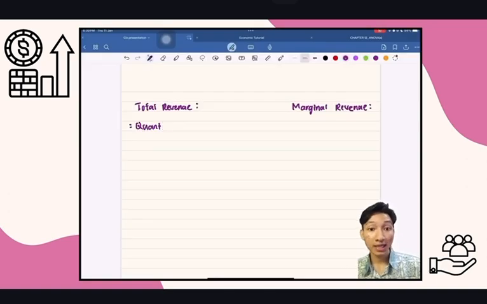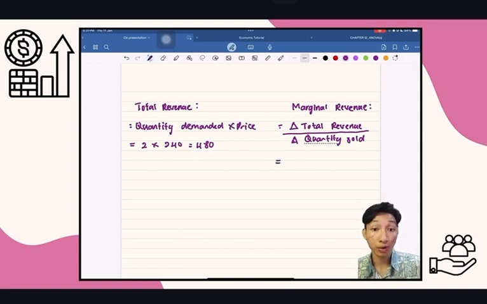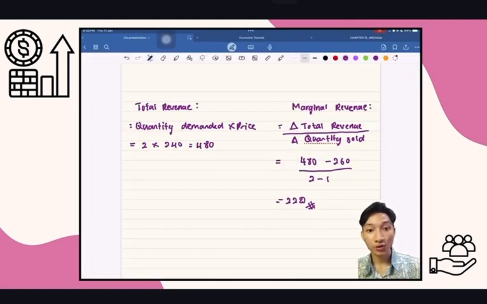Okay, now let's say we want to find the marginal revenue. But before that, we need to find the total revenue first. The formula of total revenue is quantity demanded times price. So let's say we take 2 and then we multiply by the price, which is 240. So the answer is 480. Now we can apply the formula of marginal revenue because we already got the answer. So 480 minus 260, divided by 2 minus 1. So the answer is 220 for quantity demanded of 2. So that's all, easy.